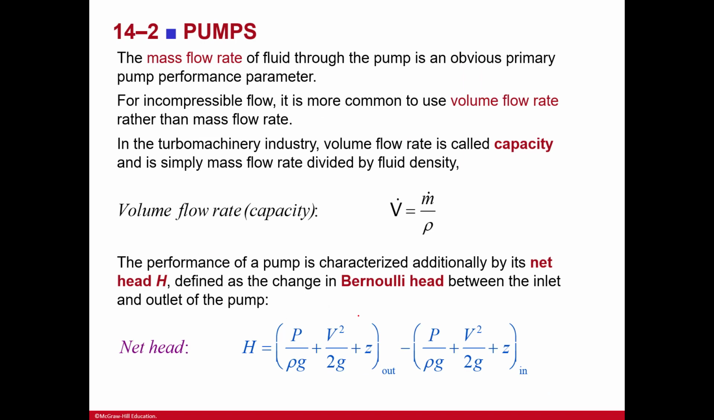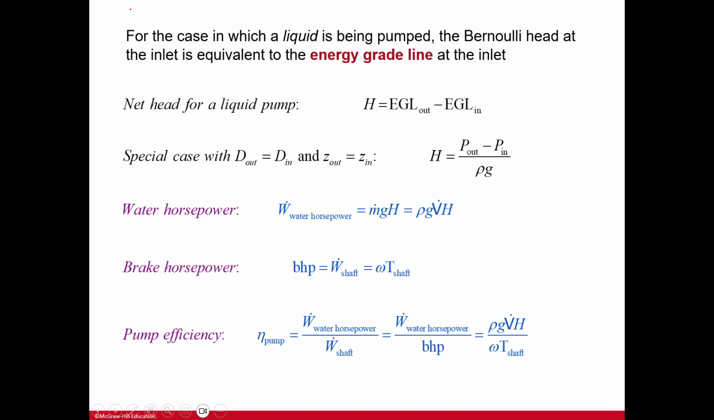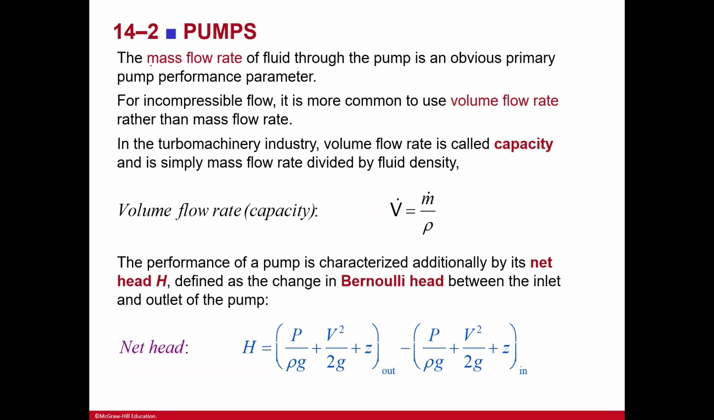Pumps. The mass flow rate of fluid through the pump is an obvious primary pump performance parameter. We are looking at the mass flow rate. For incompressible flow, it is more common to use a volume flow rate rather than a mass flow rate. And in turbomachinery, volume flow rate is called capacity. So we use that with capacity. And it is simply mass flow rate divided by fluid density. So it's just taking into account that density, rho.